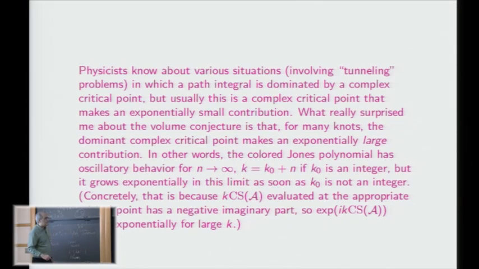What really puzzled me about the volume conjecture is that for many knots, the dominant critical point makes an exponentially large contribution. For example, that's true if the knot complement is hyperbolic. So the colored Jones polynomial has oscillatory behavior in this limit if k0 is an integer, but it grows exponentially in this limit as soon as k0 is not an integer. Concretely, that's because the Chern-Simons function at the appropriate critical point has a negative imaginary part, so it grows exponentially for large k.